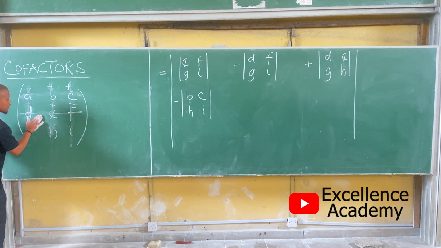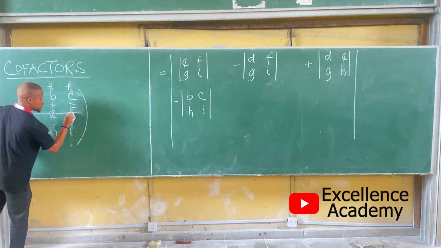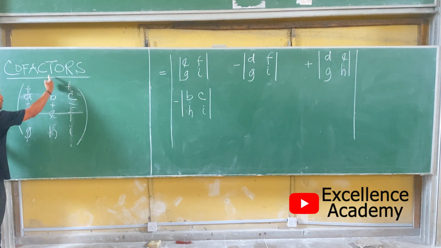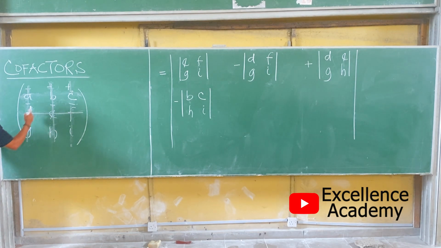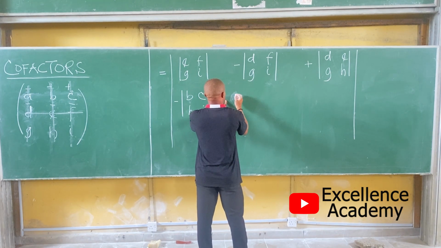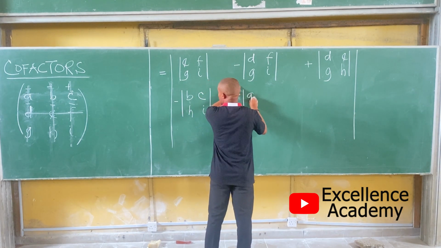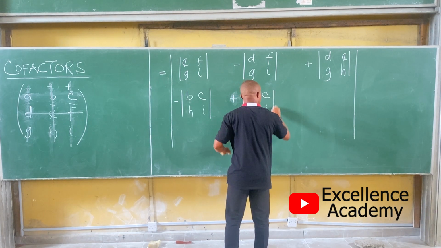And your next element there is E. Apply the same rule by covering the row and column on which it appears. So I'm covering this, and it appears on my second column, so I'm covering my second column. So I'm covering this and this. So what elements are left? A, C, G, and I. And mind it is a positive. So I'm having a positive A, C, G, and I. All right.